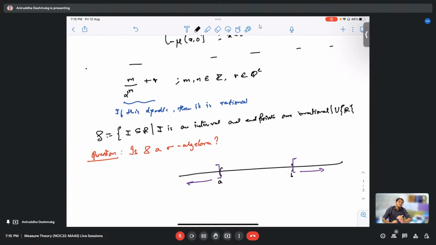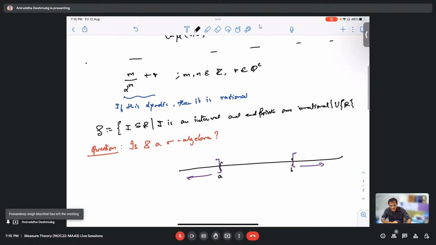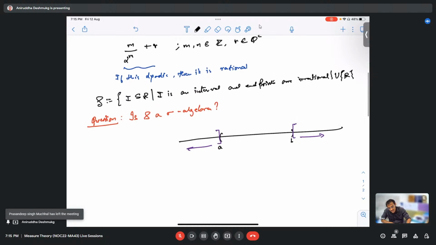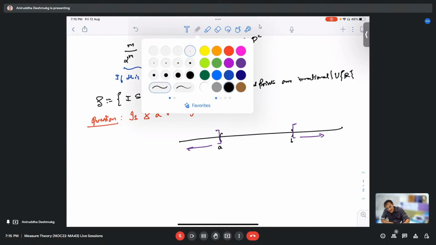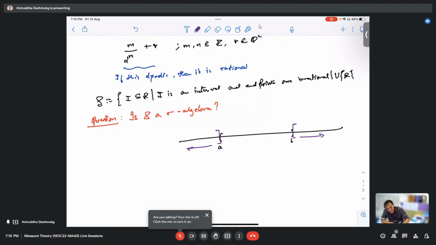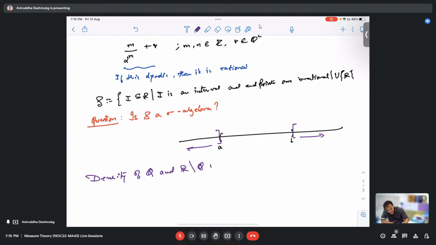Even if you purposefully add complements also, then there is going to be a problem of countable unions, because you can always find... Do you know what is meant by density of rationals and irrationals in R?